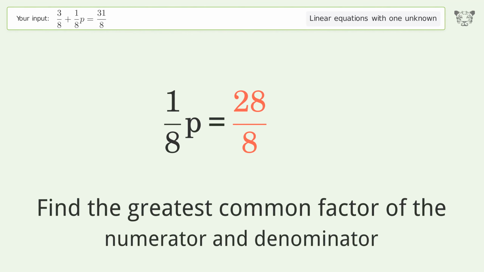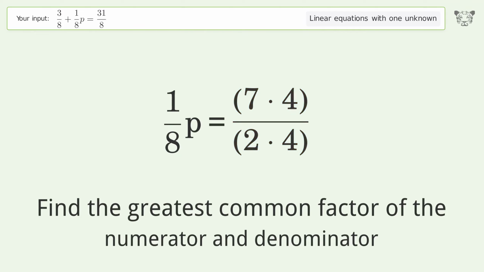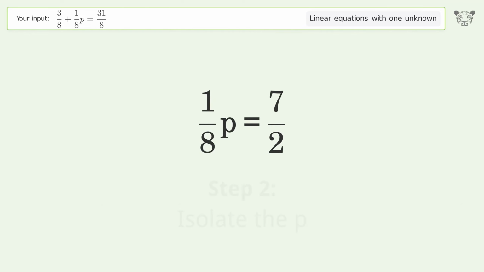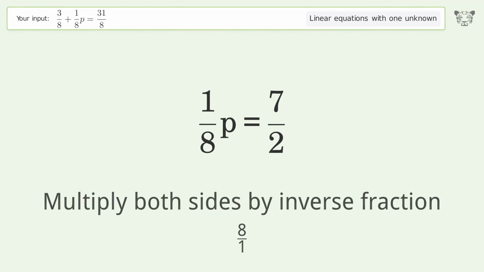Find the greatest common factor of the numerator and denominator. Factor out and cancel the greatest common factor. Isolate the p. Multiply both sides by inverse fraction 8/1.